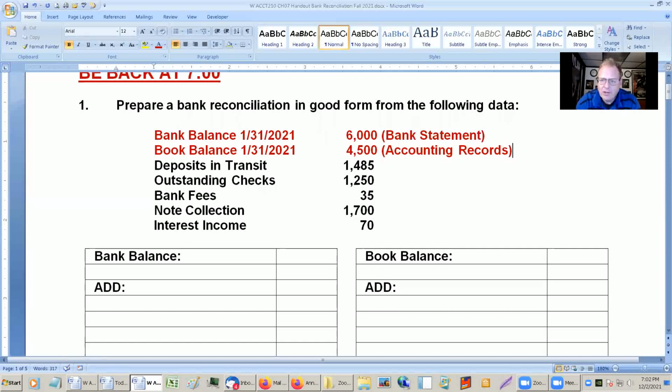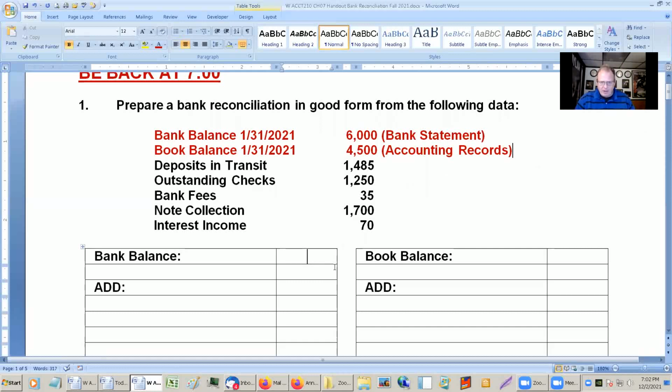So what we have to do is go through these and correct the side that doesn't know, basically. There's things that we know that the bank doesn't know. There's things the bank knows that we don't know until we get the bank statement. So things that are on the bank statement, many of those things we don't know. So that's what we're going to talk about.